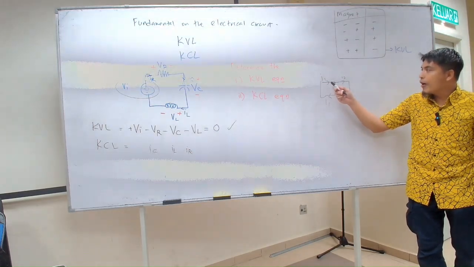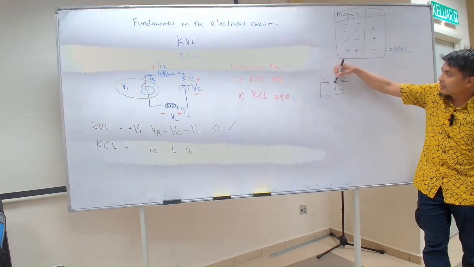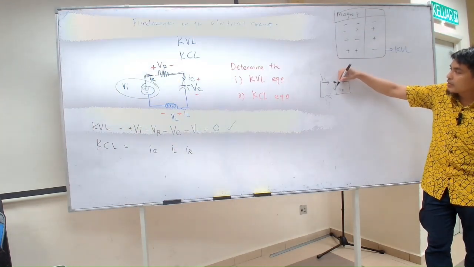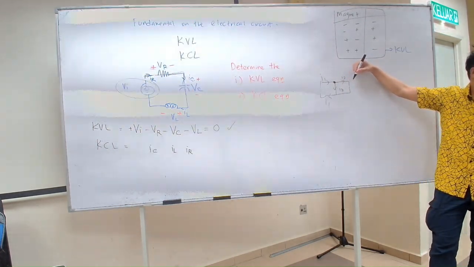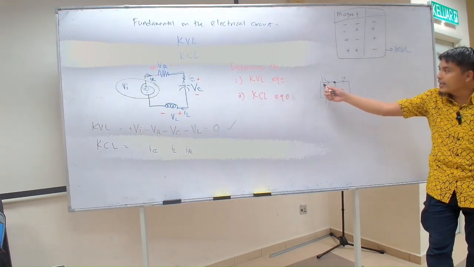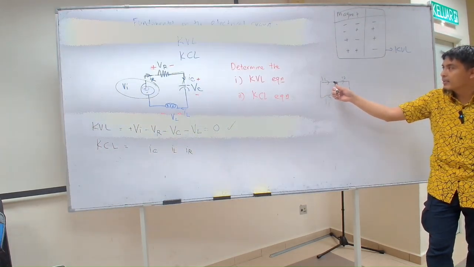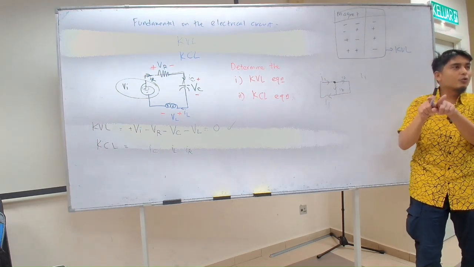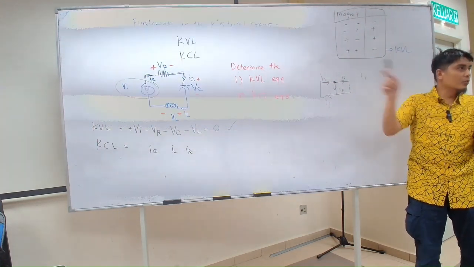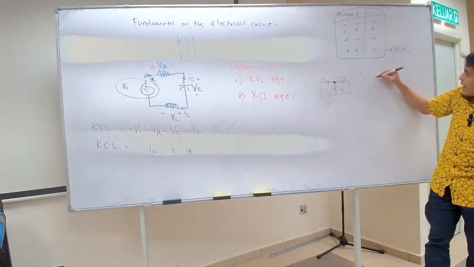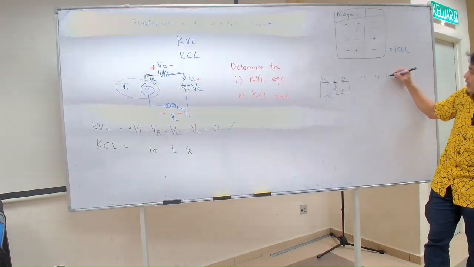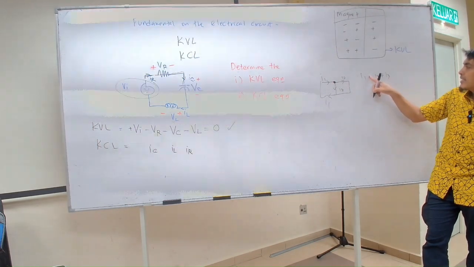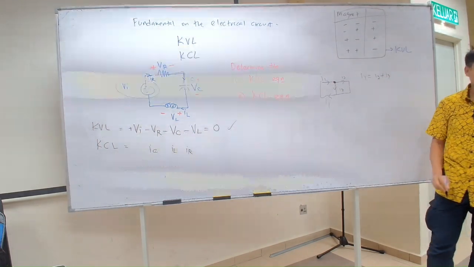Whatever current is going through a junction is a total of the current going out from the junction. So what is the current going into the junction? I1. And then it splits into how many? 2. It splits into I2 and I3. So it means that the value of I2 plus I3 is actually equal to I1.